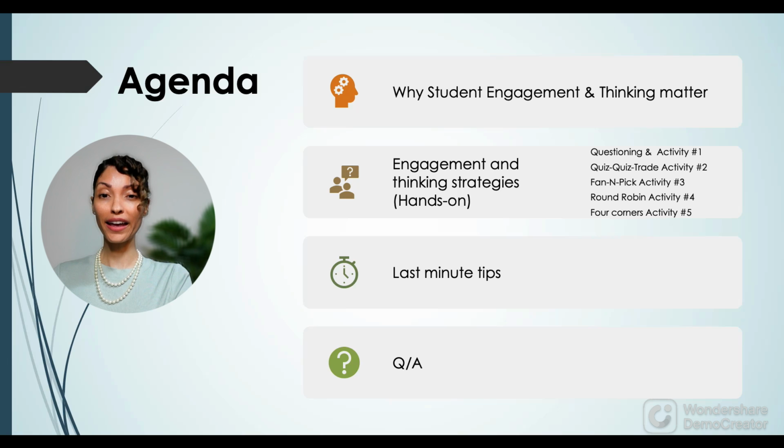So let's go ahead and take a quick look at today's agenda. We'll start by talking about why student engagement and critical thinking are so important in the classroom. After that, we'll jump into the main part of our session, which is where I will walk you through some of the collaborative strategies you can use to boost engagement and thinking in your lessons.